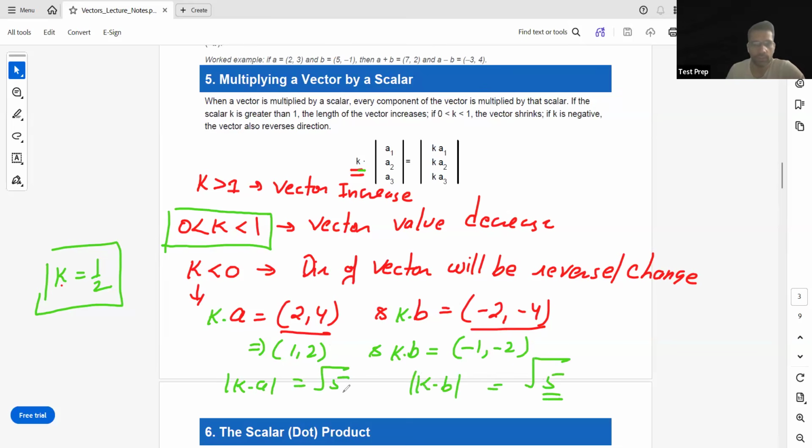The values decrease. Now see, initially the value was under root 20, but now it becomes under root 5 because the value of k lies between 0 and 1. That's why the value of the vector will decrease. Here is root 5, here is under root 20.